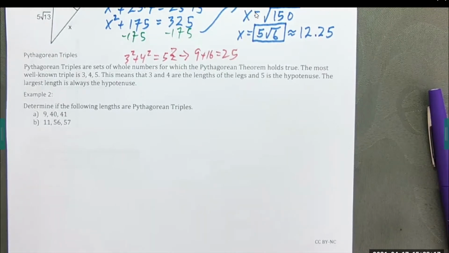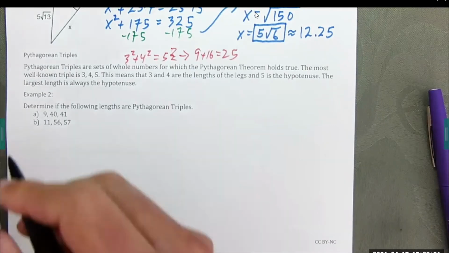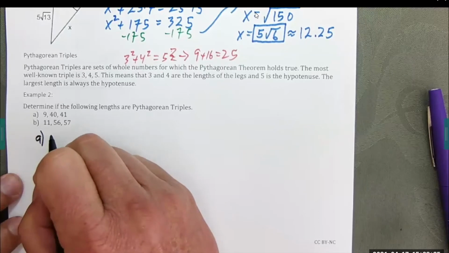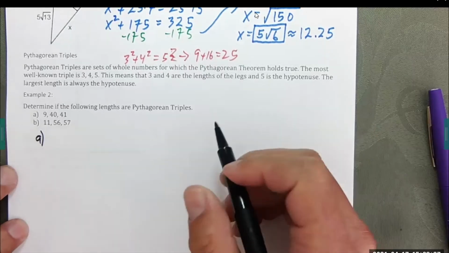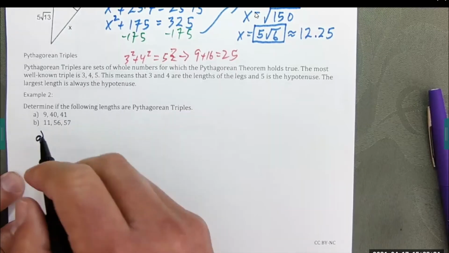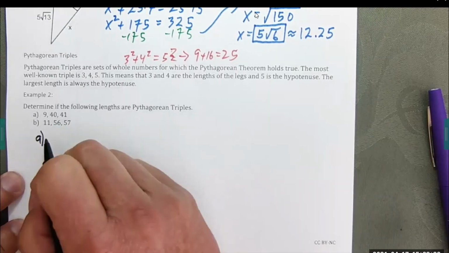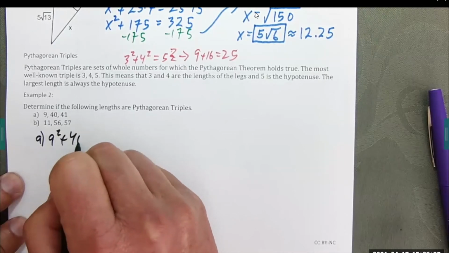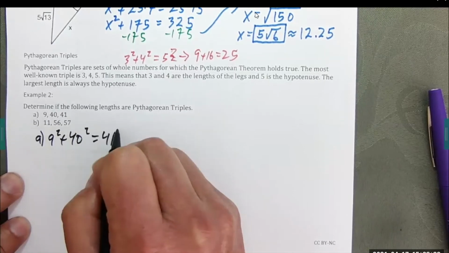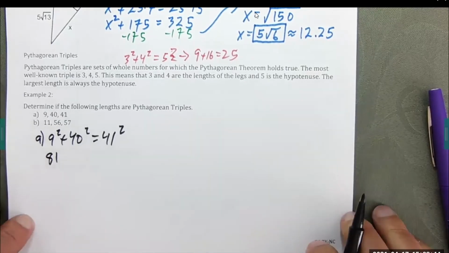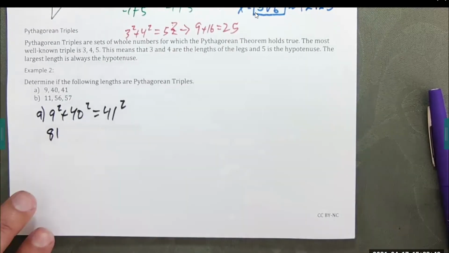And let's do some examples. So we'll start with part A. And so we have a triangle, and we want to know if it's a Pythagorean triple. Now, the longest side, once again, is always going to be your potential hypotenuse, if this even is. So I'm going to do 9 squared plus 40 squared, and we'll see if it equals 41 squared. 9 squared, that's 81. 40 squared, I believe, is 1600.